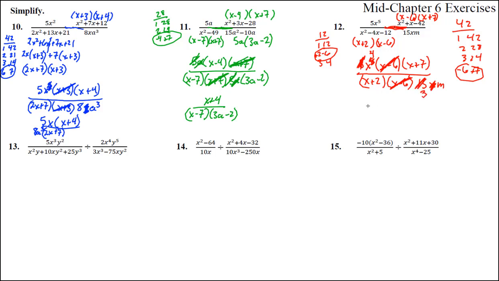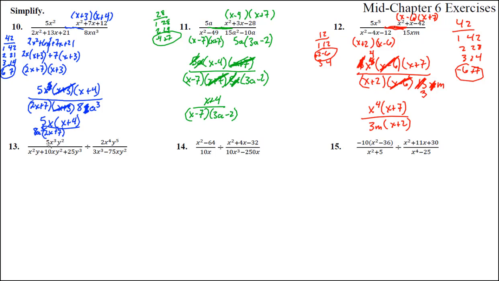Let's rewrite this and see what we have. We have an x to the 4th times x plus 7 on the top. And then we have x plus 2 on the bottom. And we have a 3 and an m. Excellent. Good deal. All right. Let's look at number 13.